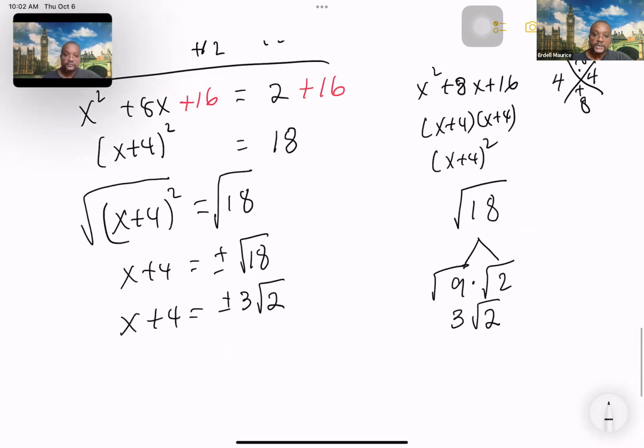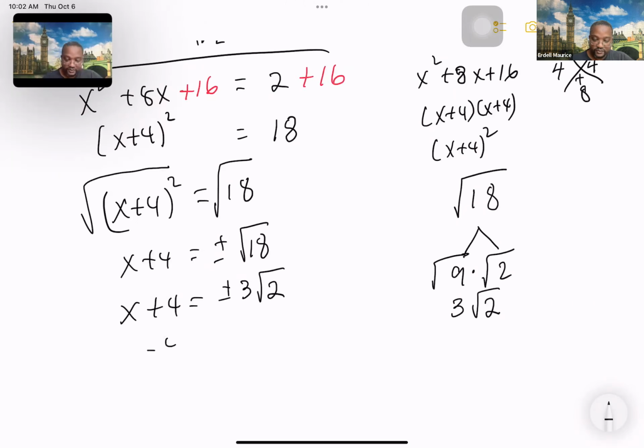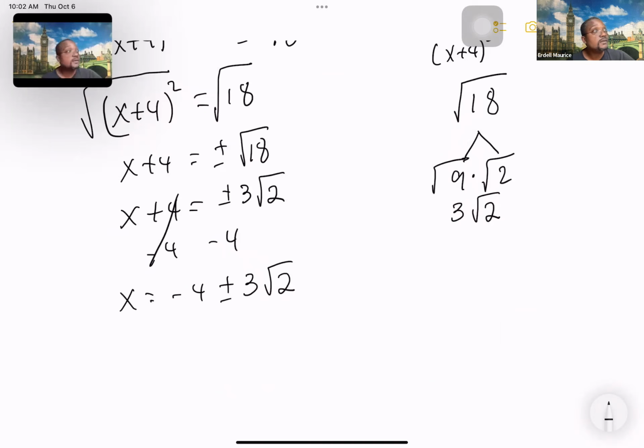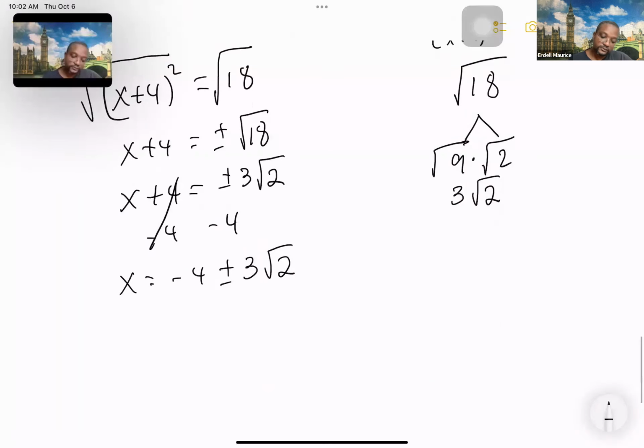And so the last step is to subtract 4 from both sides. And so x is equal to -4 plus or minus 3 radical 2. Questions there, you guys? And so you write that as -4 plus 3 radical 2, comma, -4 minus 3 radical 2, as two separate answers. Questions there on completing the square?